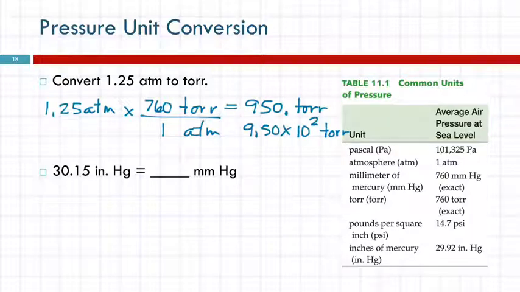Torr is the name of a unit. It's derived from a scientist named Torricelli, but it's not short for anything. It's just torr, kind of like a nickname. And this is only for mercury, right? Pardon me? Is this just for mercury? No, that's a good question though.